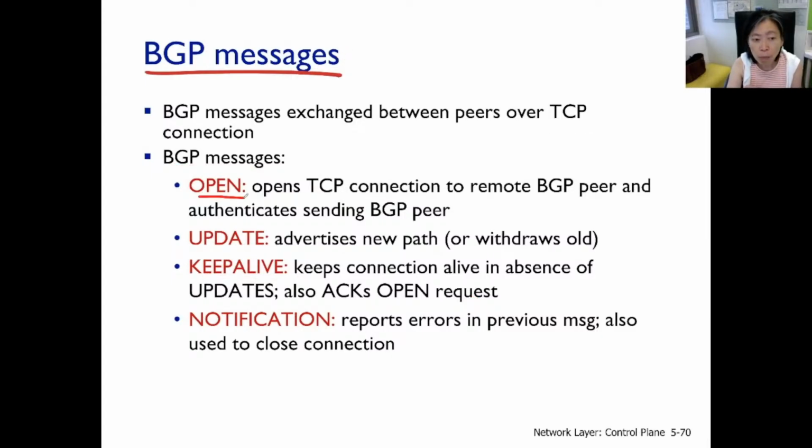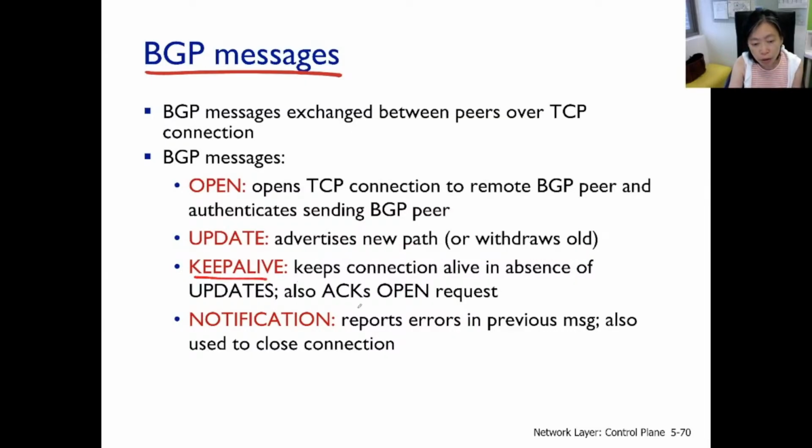Now, the open message is also used to do the authentication. The two peers can authenticate each other to make sure that the path advertisements are indeed the true paths to be discovered. Now, the update message. This is the message being used to send the path advertisements, the path vectors. This message also allows the routers to withdraw outdated path vectors.